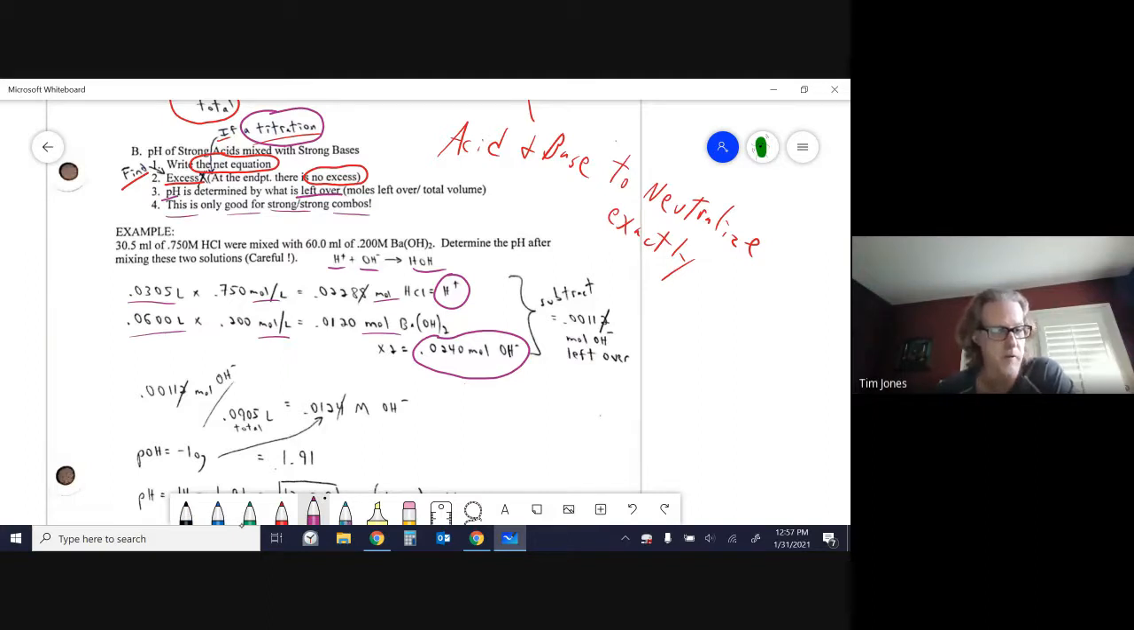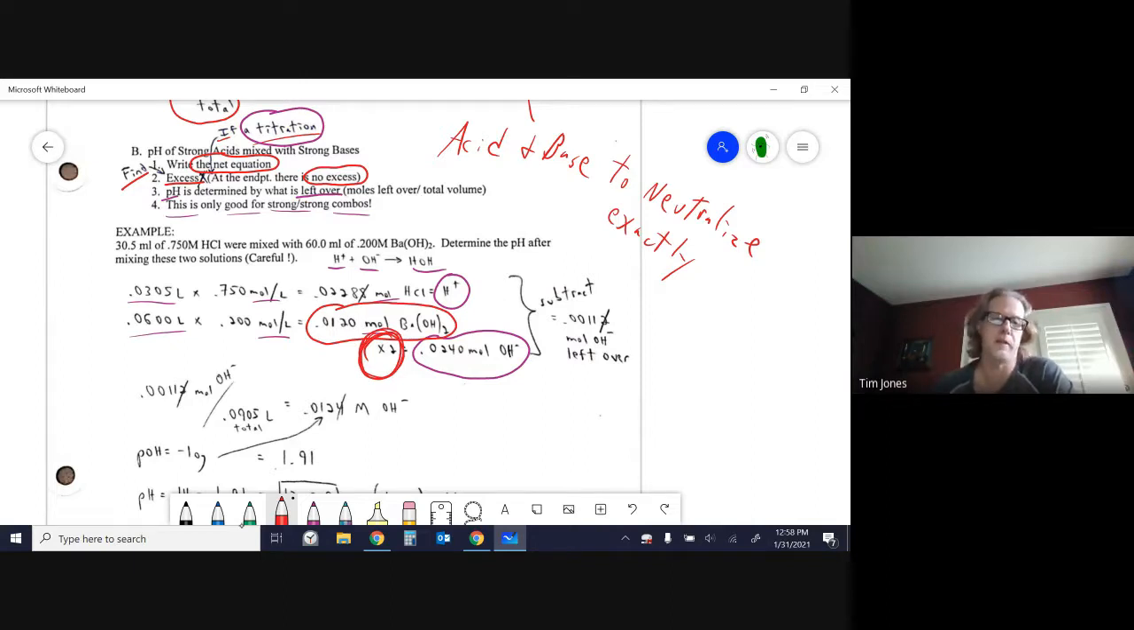Notice you have to be careful. Barium hydroxide gives off 2 hydroxides. So I solved for my moles of barium hydroxide, then I doubled it.